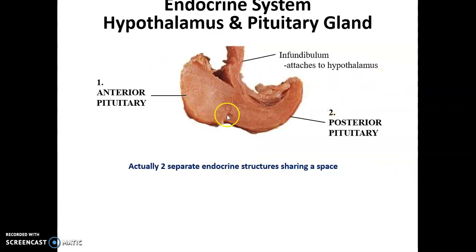So here is a view of the pituitary gland. It turns out the pituitary gland is actually two separate endocrine structures that happen to be located in the same space. So one apartment with two roommates. So you have the anterior pituitary gland and the posterior pituitary gland. And these two glands connect via the infundibulum to the hypothalamus. So it's really close to the hypothalamus up in the cranial cavity.